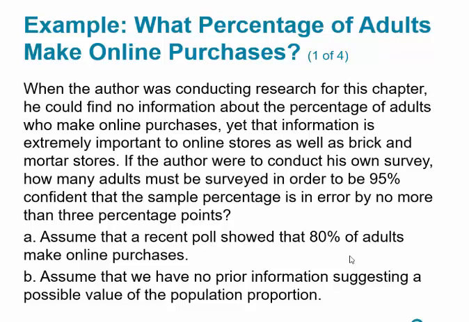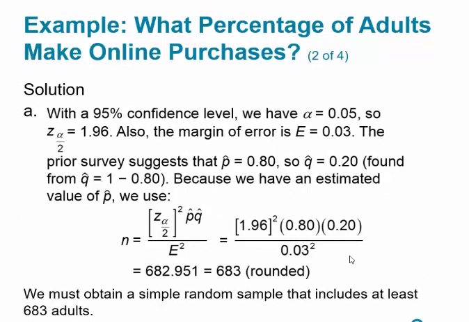So we're going to make the assumption that recent polls showed that 80% of adults make online purchases. Part B will assume that we have no prior information suggesting a possible value for the population proportion. With a 95% confidence level, we have alpha of 0.05, critical value is 1.96, margin of error is 0.03. The prior survey suggests that p hat is 0.8, so q hat is 0.2. Because we have an estimated value of p hat, we use the first formula. And again, we must obtain a simple random sample that includes at least 683 adults.